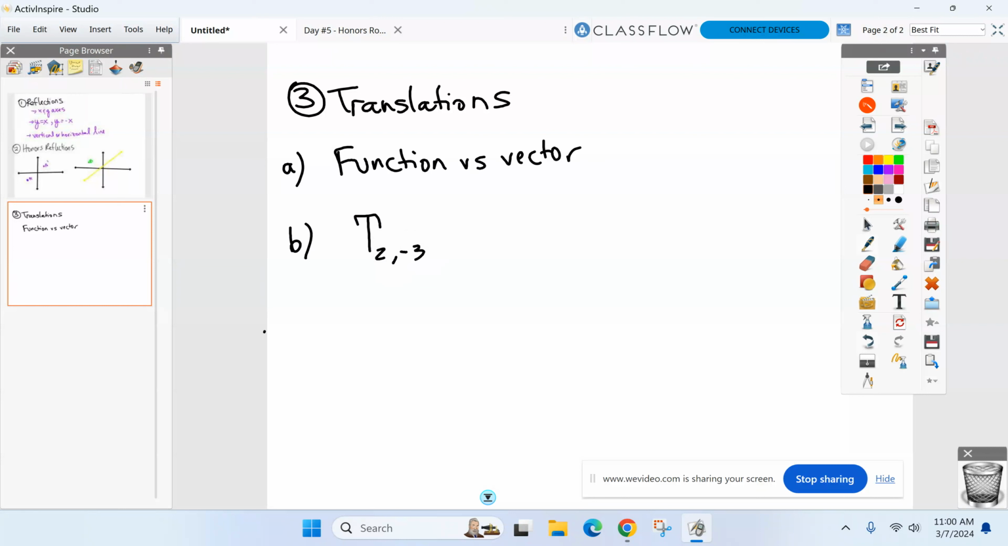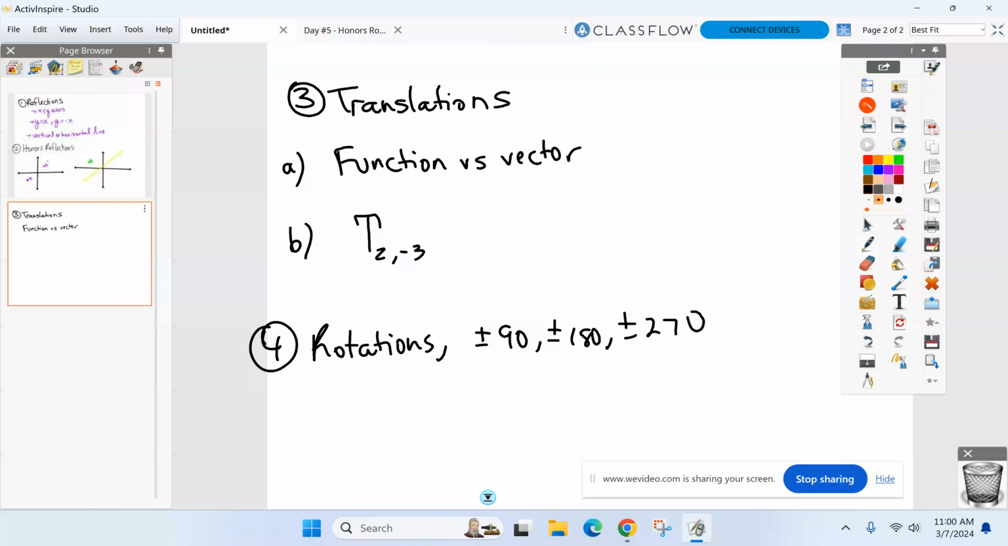And then we have yesterday's rotations, plus or minus 90, plus or minus 180, plus or minus 270. Make sure we can go both directions. And then finally, what we're going to do today, which is honors rotations: what if we go something other than 90, 180, and 270? All right, any questions? That's a brief recap.